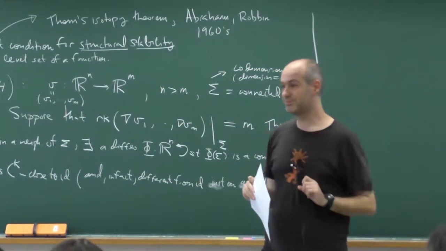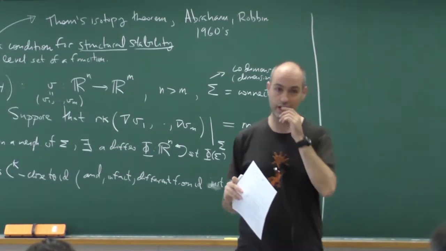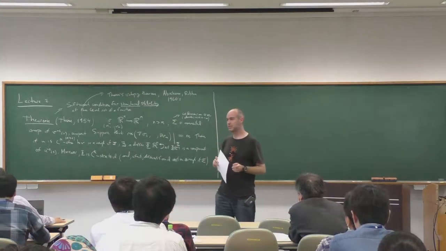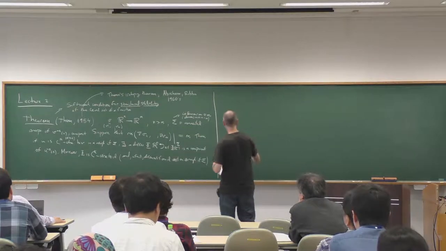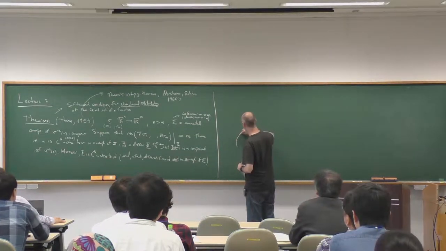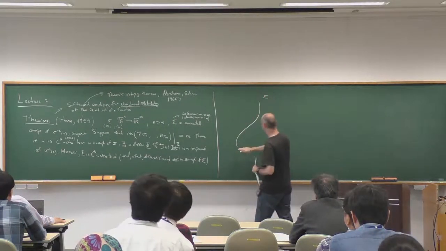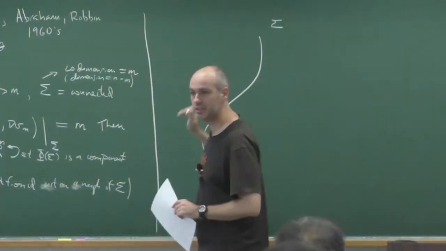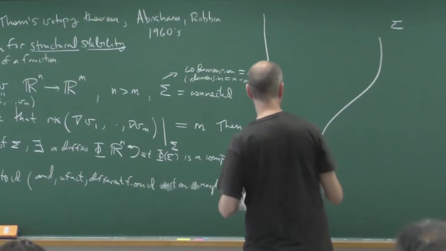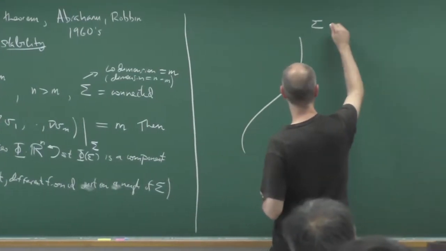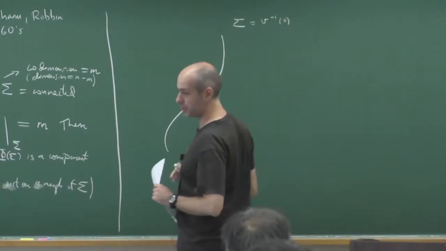So the idea of the proof, I'm not going to prove it, although it's not very hard. Actually, it's more or less a consequence of the implicit function theorem. So the idea is the following. Let's focus on some piece of sigma. This line here, assume that it's a piece of sigma. It is a part of the zero set of your function V, and now you perturb V.